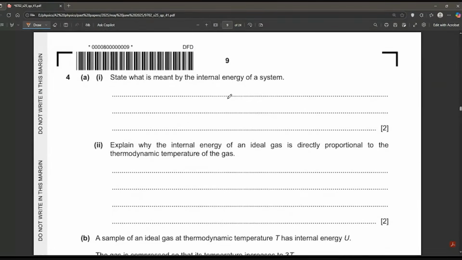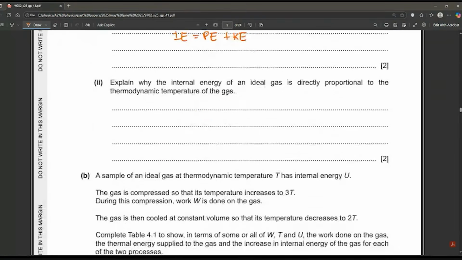State what is meant by internal energy of a system. Now, I am not writing the definition. Internal energy is the sum of potential energy plus kinetic energy of molecules moving in random motion.